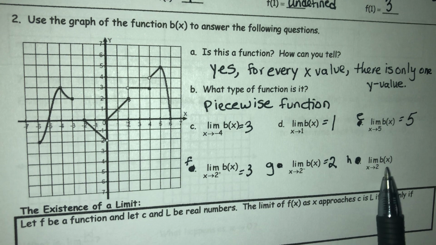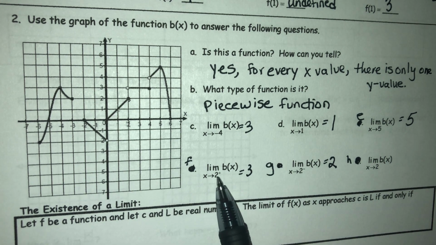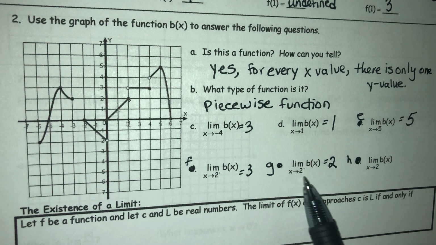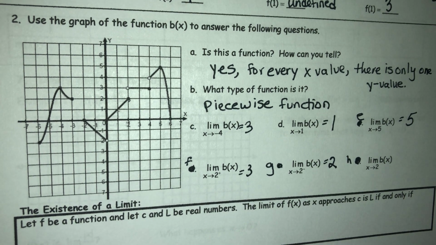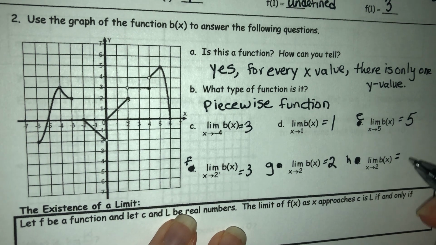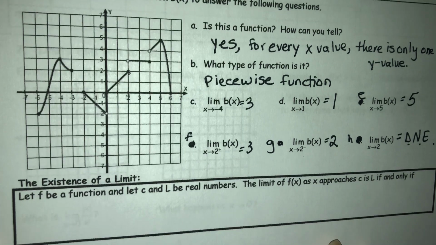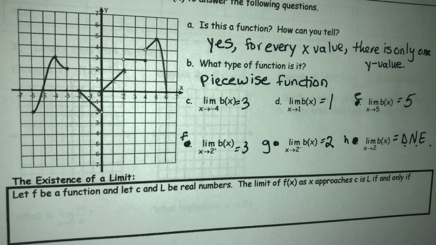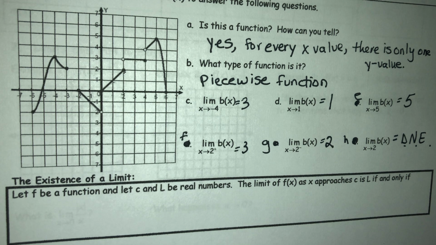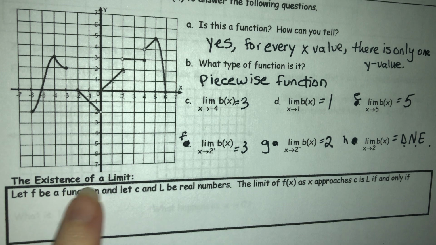Now, part H says, what is the limit as x is approaching 2 of b of x? Well, since my right-hand limit was 3 and my left-hand limit is 2, and those are not the same thing, that means that the overall limit does not exist, because both the left-hand limit and the right-hand limit must be the same. So now we are going to say with math language exactly what we just said by analyzing this graph together. The existence of a limit.